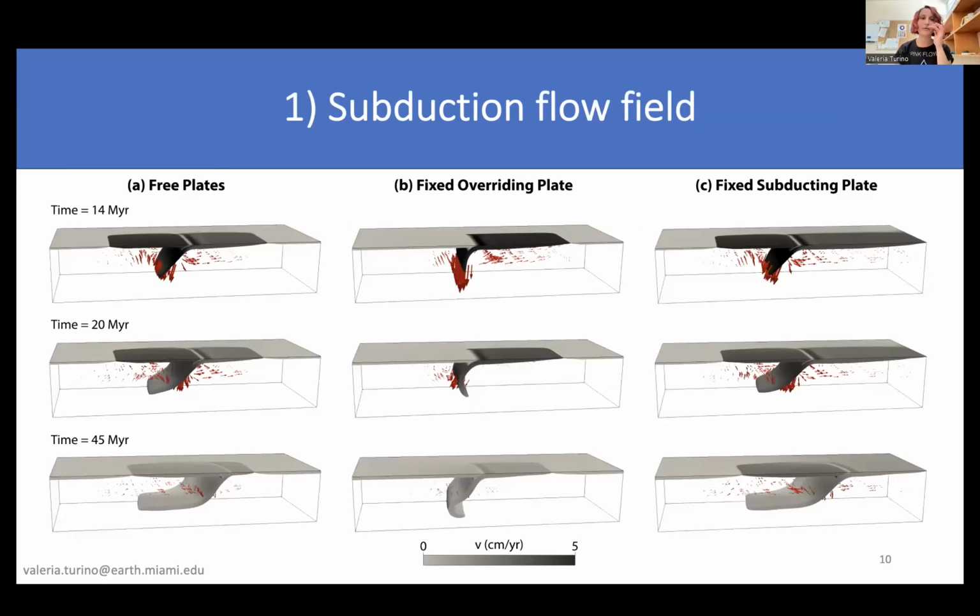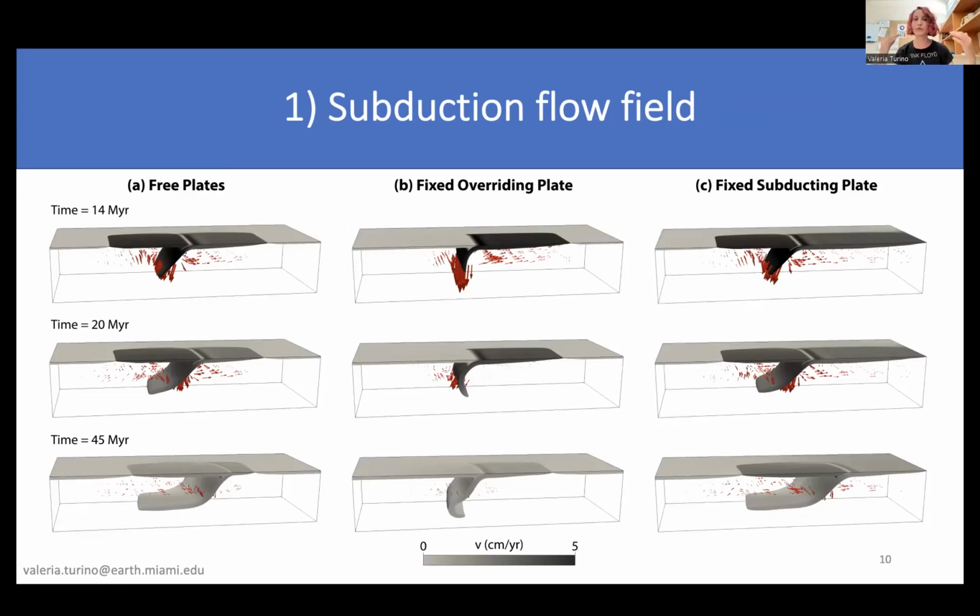So let's have a look a bit more in detail at the subduction flow field. Here I'm showing the evolution of slab morphology and flow field for our 3 models and 3 different times: 14, 20, and 45 million years. 14 million years corresponds to the end of free sinking. At 20 million years, the slab is interacting with the upper-lower mantle discontinuity, and 45 million years is just towards the end of computation. So we have mature subduction. What we can notice is that, first of all, if we look at the velocities, they are going to be very high.